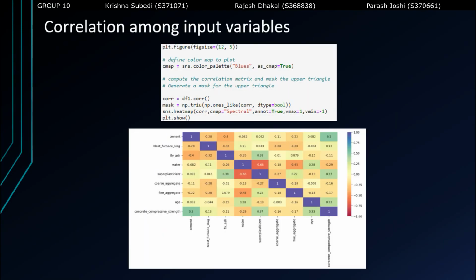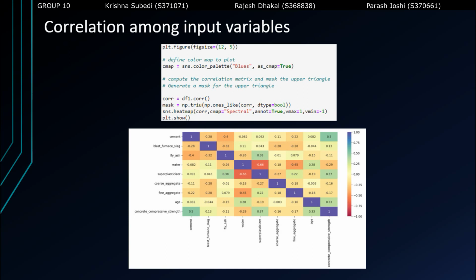In data analysis and machine learning, calculating the correlation among input variables is a common practice to understand how different features or variables in our datasets are related to each other. So basically here we can see the calculation of the correlation and the development of a heat map. From the heat map, we can see the correlation between the input variables.